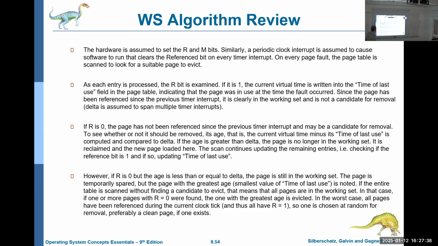In the worst case, all pages have been referenced during the current clock tick and thus have an R of 1. So one is chosen at random for removal, preferably a clean page if one exists, with no M. In other words, if they're all referenced in the current delta, then we just choose one at random. And if some are clean and some are dirty, we'll choose the clean ones.